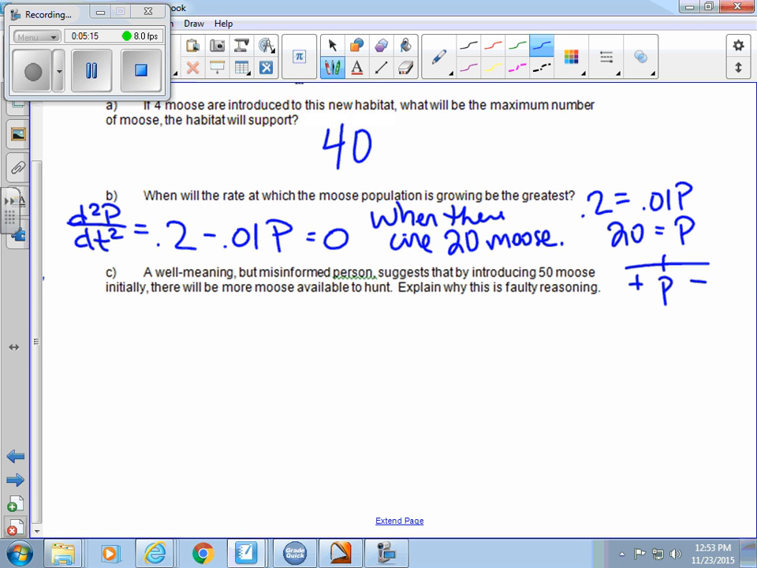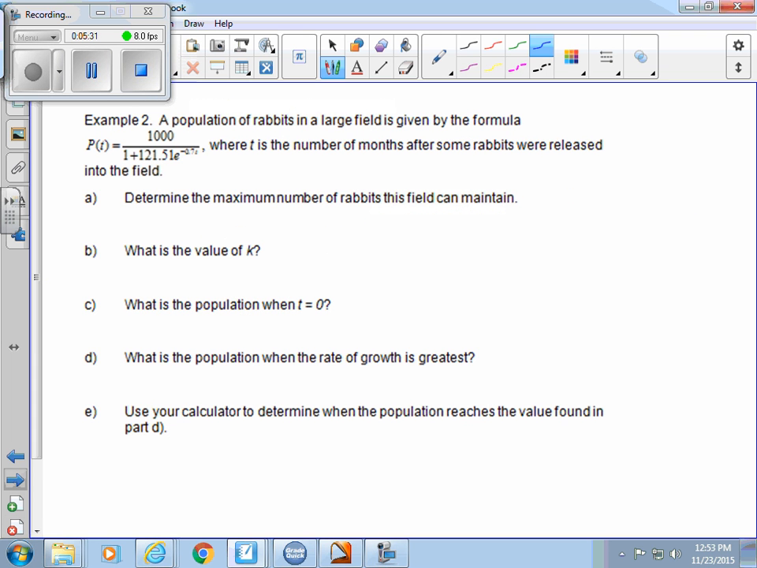Yes? Maybe the moose actually migrate out of the area because they're eating all the food in the area. Maybe, I guess it depends on the day. That's right. So I guess it depends. Okay, let's look at another one.